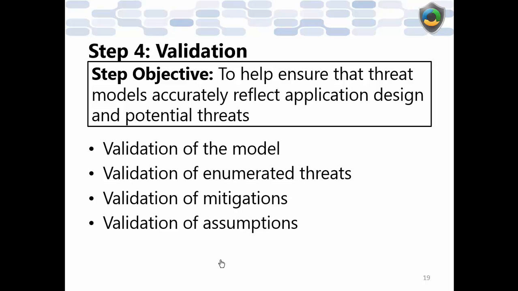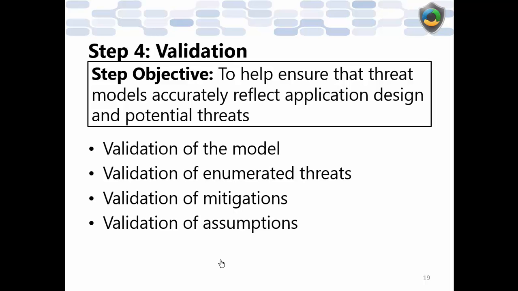All right, so step 4, our final step of our 4-step process, is validation. The objective of this step is to help ensure that threat models accurately reflect application design and potential threats. Models should be validated to ensure that they completely and accurately and sufficiently reflect the actual application design. Because if they don't, inaccuracies or insufficiencies could result.